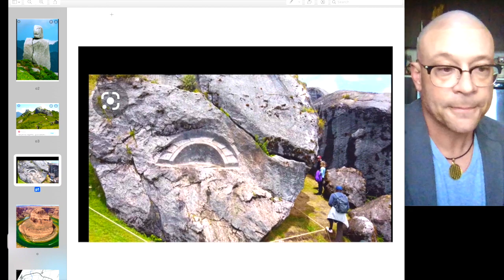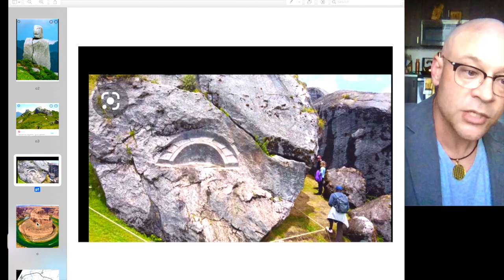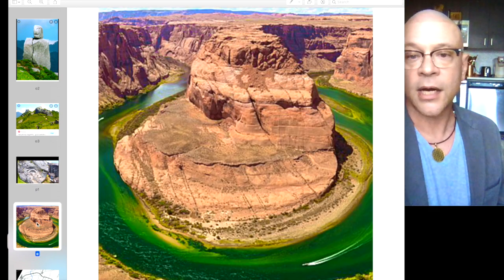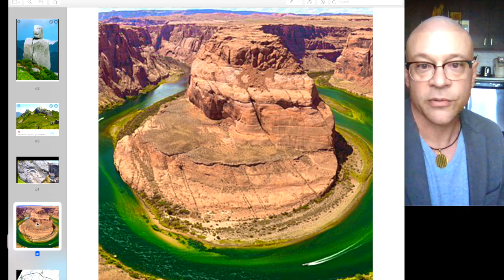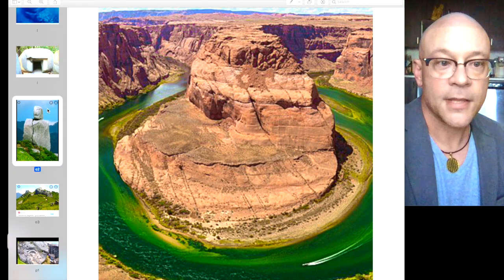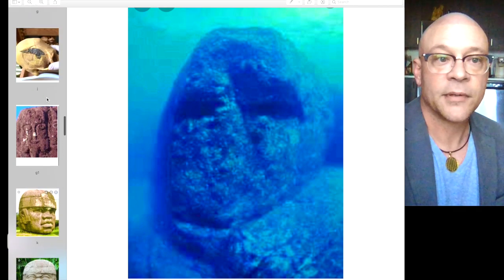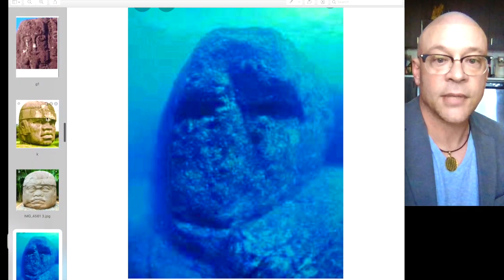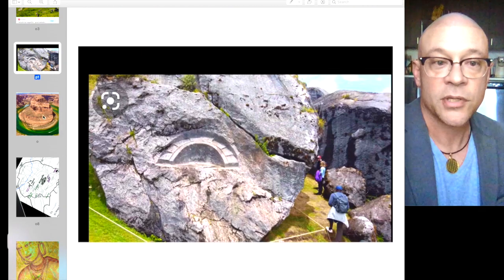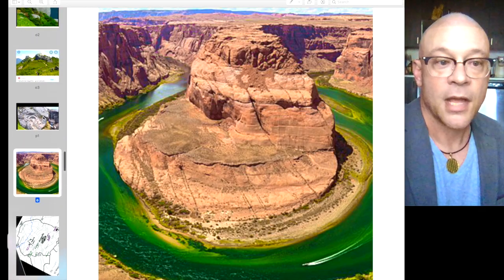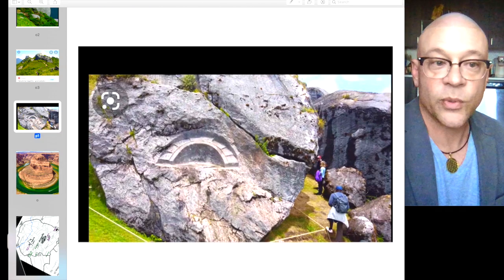Here we go. We've established the pattern, right? This is Horseshoe Bend, Grand Canyon. What do you see? You see it, don't you? It's him. It's him. You know, it's all of them. Look. Right. Look how the eye is squinty.